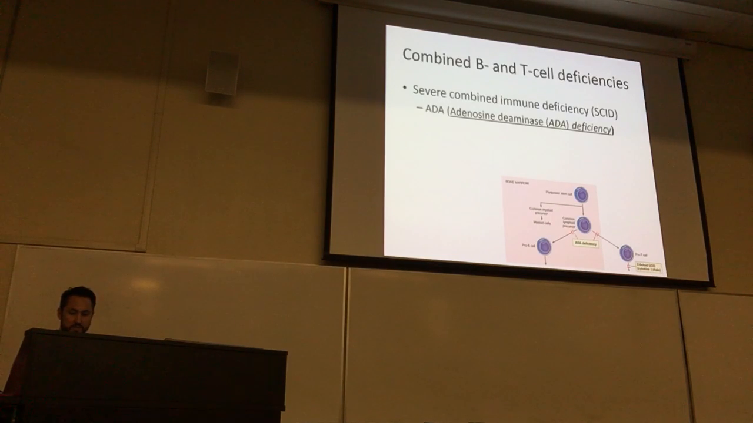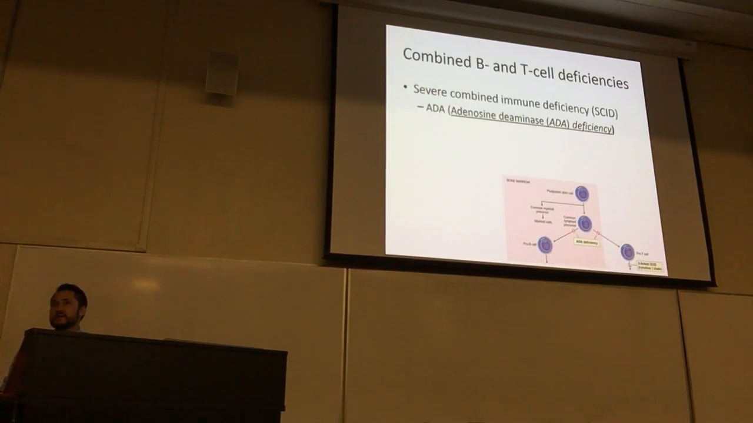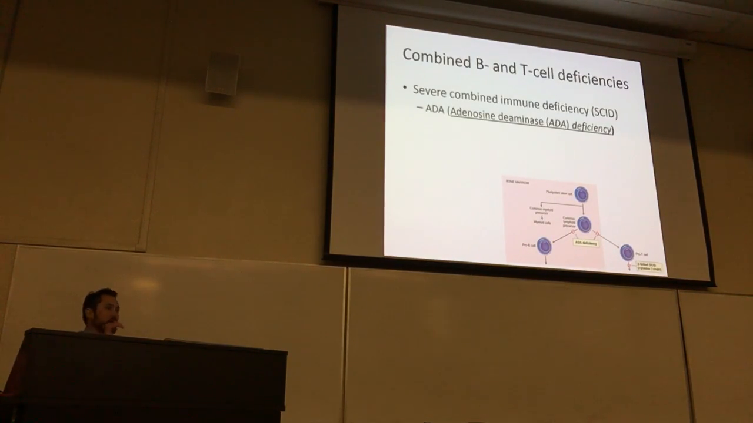So in these patients, the entire immune system is affected. They're at significant risk for just about everything. There was an individual, a young boy in the 1980s, before most of you were born, named David Vetter, and he was affectionately referred to as Bubble Boy.